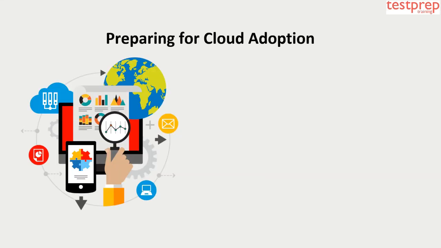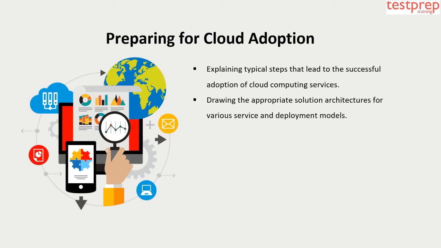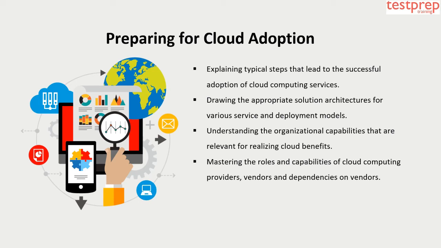Domain 6, preparing for cloud adoption. This can be explained in 5 parts. 1. Explaining typical steps that lead to the successful adoption of cloud computing services. 2. Drawing the appropriate solution architectures for various service and deployment models. 3. Understanding the organizational capabilities that are relevant for realizing cloud benefits. 4. Mastering the roles and capabilities of cloud computing providers, vendors, and dependencies on vendors. 5. Drawing multiple approaches for migrating applications.